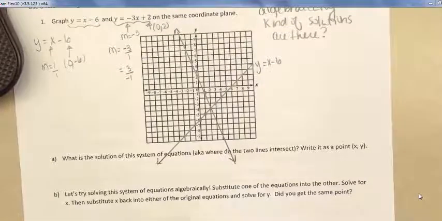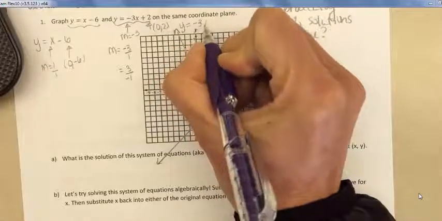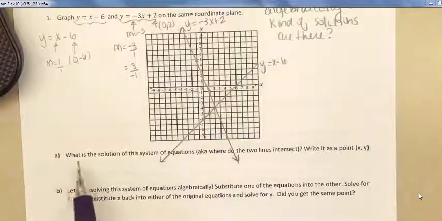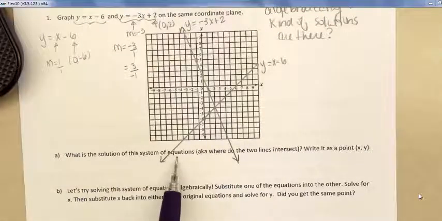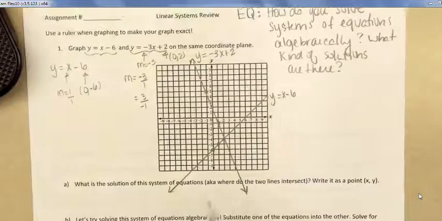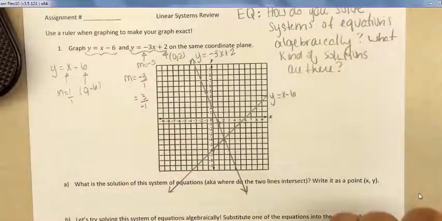Okay, so we graphed both, and I'm going to write this equation right here. All right, what is the solution of the system of equations, AKA, where do the two lines intersect? Oh, and maybe I should back up a little bit. A system of equations is basically two or more equations in the same coordinate plane. So here we have a system of equations because we have 2. Sometimes you'll have 3, sometimes 4, sometimes 5, and so on.